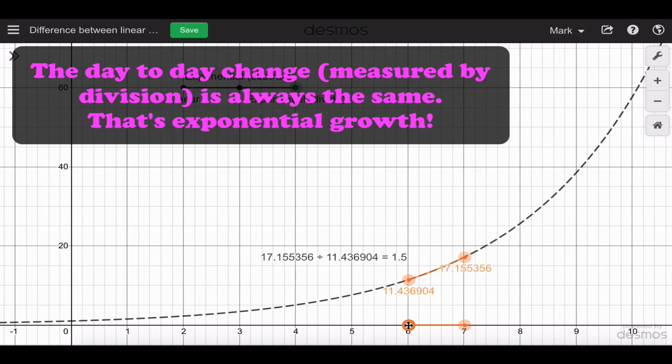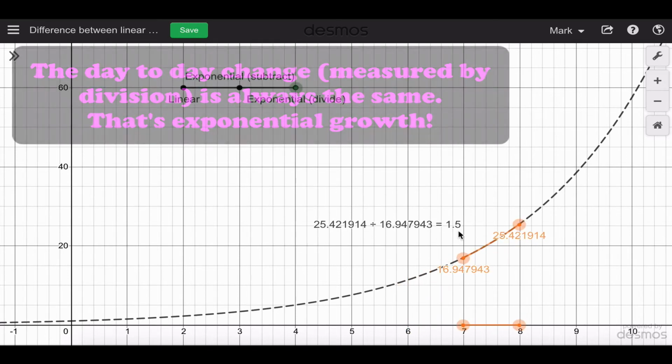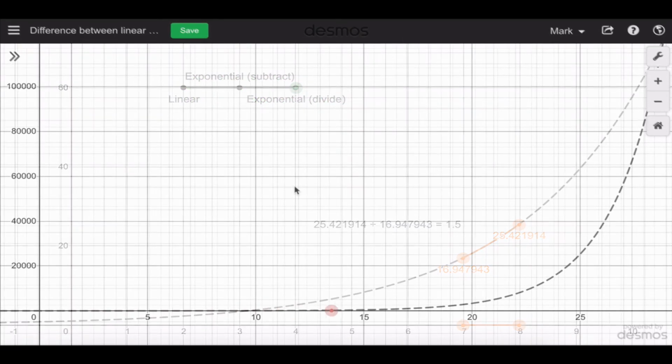And if I want to move from day to day, instead of adding a number, what I can do is multiply by this number right here. So to move from day 7 to day 8, I can multiply by 1 5/10. And then after I do that, I can multiply by 1 5/10 again and again and again.